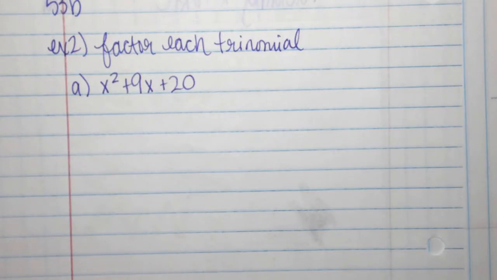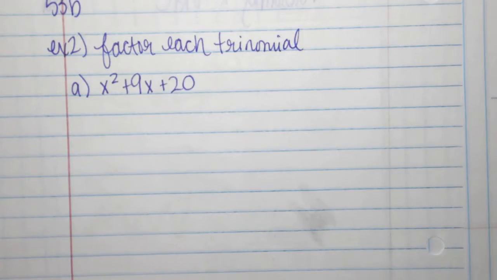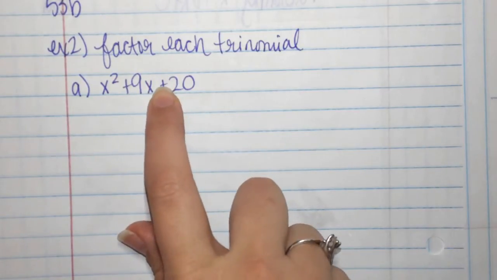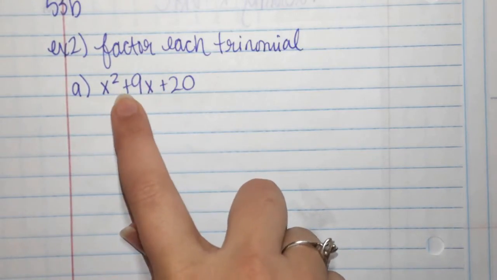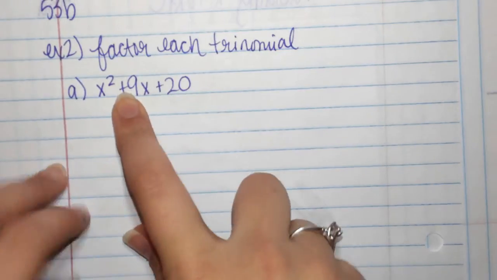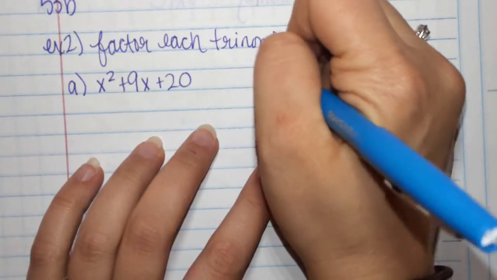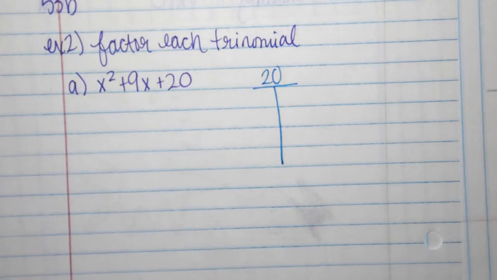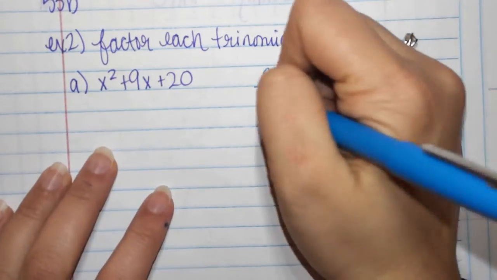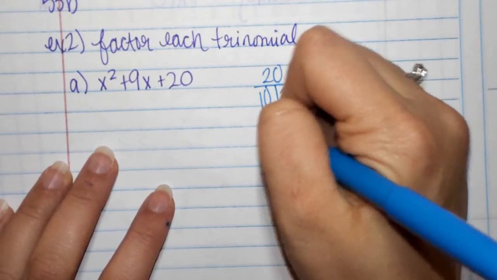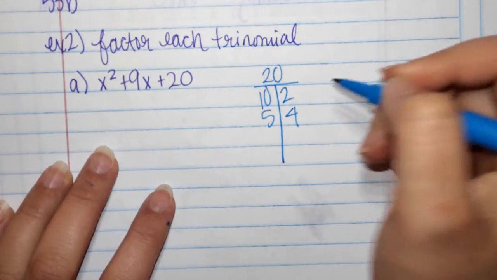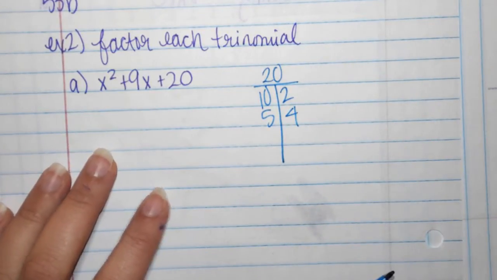X squared plus 9x plus 20. Now, step 1 says to factor C into pairs, but we have to look at our signs. If C is positive, we look at B. Are both of our factors going to be positive or negative? Positive. All right, let's list our factors of 20. Now, we need two numbers that multiply together to give us 20 and add to give us 9. 10 times 2. Okay. 5 times 4. 5 times 4 is the one. Why is 5 times 4 the one? Because 5 plus 4 is 9.